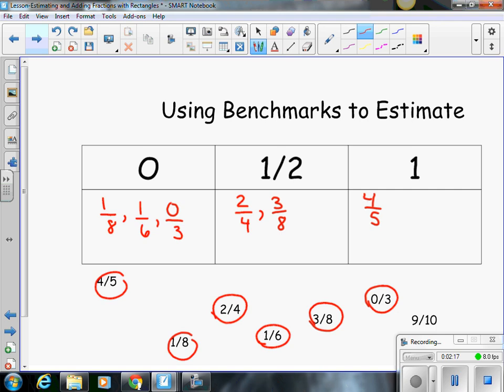And the last one is 9/10. Well, 9 is really close to 10, so I know that's really close to 10/10, which is 1. So I'm going to write that in the 1 column. So that is how we use benchmarks to estimate whether a fraction is closest to 0, 1/2, or 1.